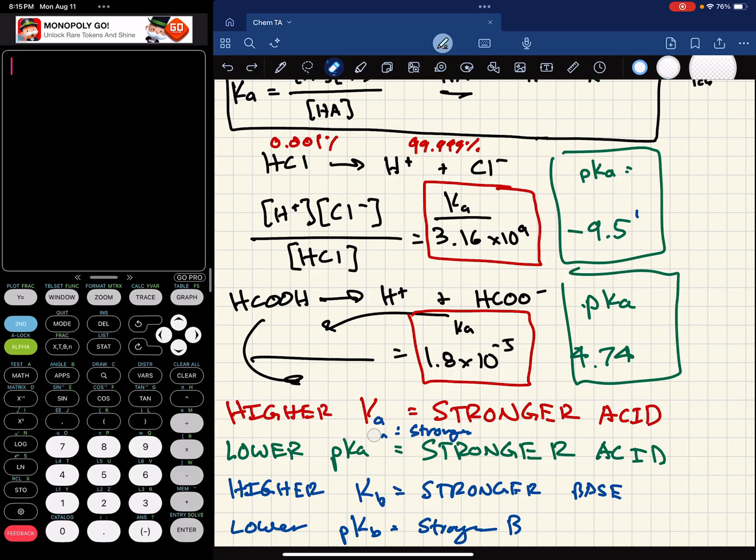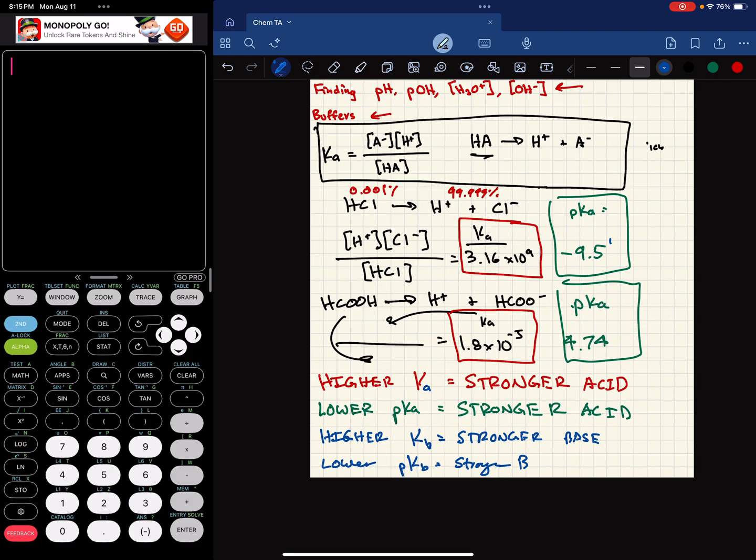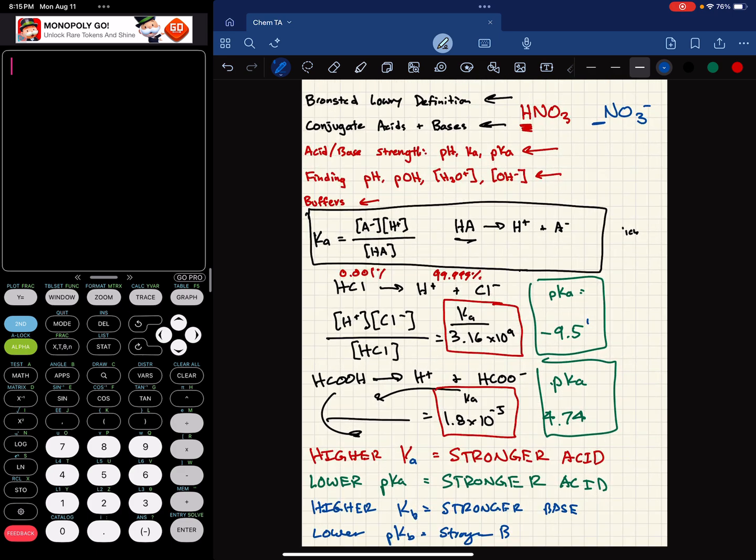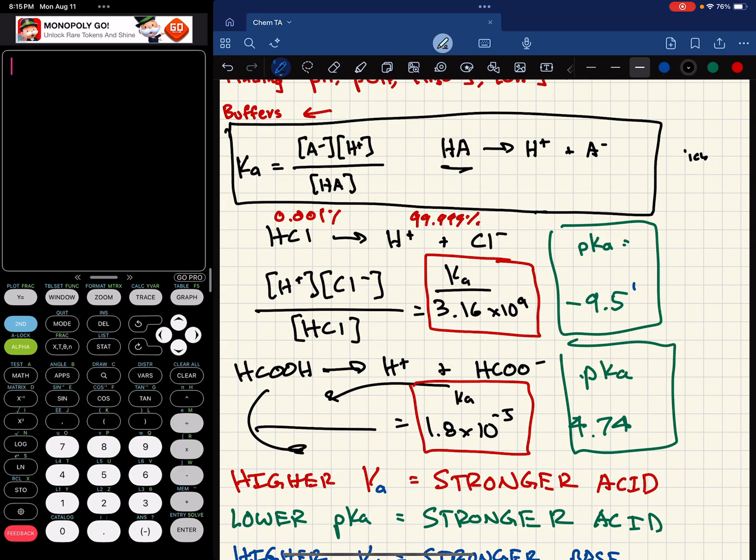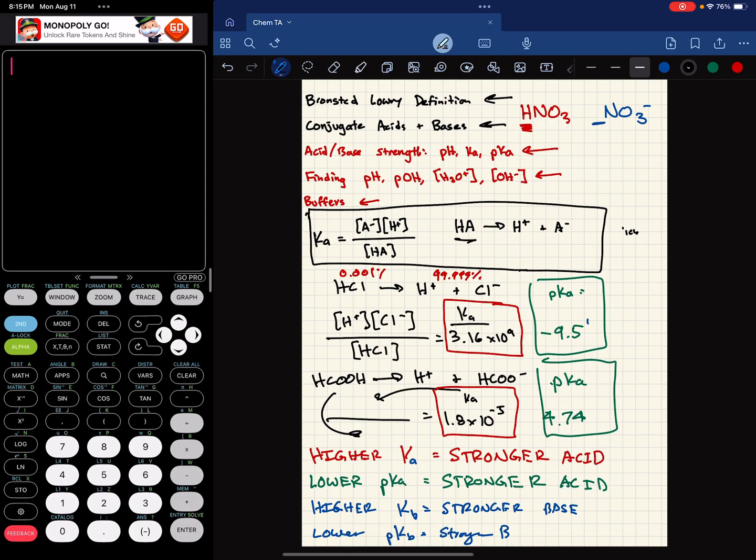Please ask me questions if it doesn't make sense, just send me a message. That's the gist with Ka. If you want to compare acids and figure out which one's the strongest, you can convert to pKa, or you can keep it at Ka and just look at the trends and see which one would be the strongest. Okay, just making sure I didn't miss anything here.